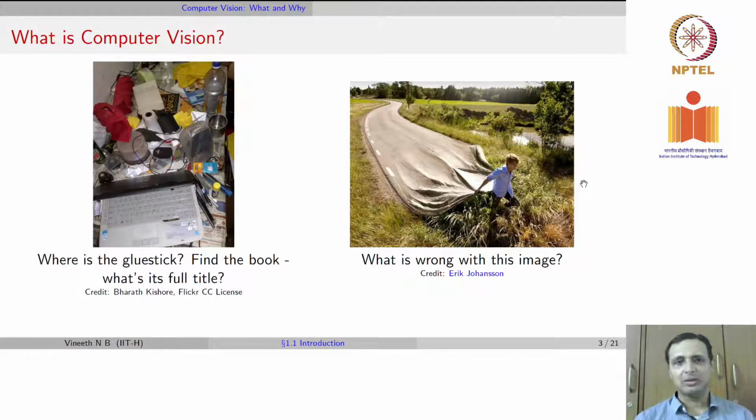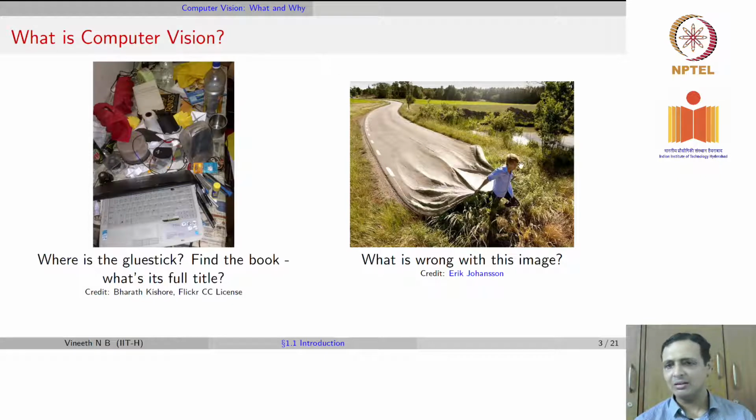Firstly, to start with, what is computer vision? So if you looked at this image on the left and asked the question, where is the glue stick? Or can you find the book? What is its full title? You'll probably take a few seconds, but if you observe closely, you will then find that there's a glue stick here standing vertically, and there's this book hidden behind other books, but that's the book that's likely to draw your attention. And looking at some partial information, I would say the book's name is Lord of the Rings. The brain is really good at filling in information to get what is hidden in the image.